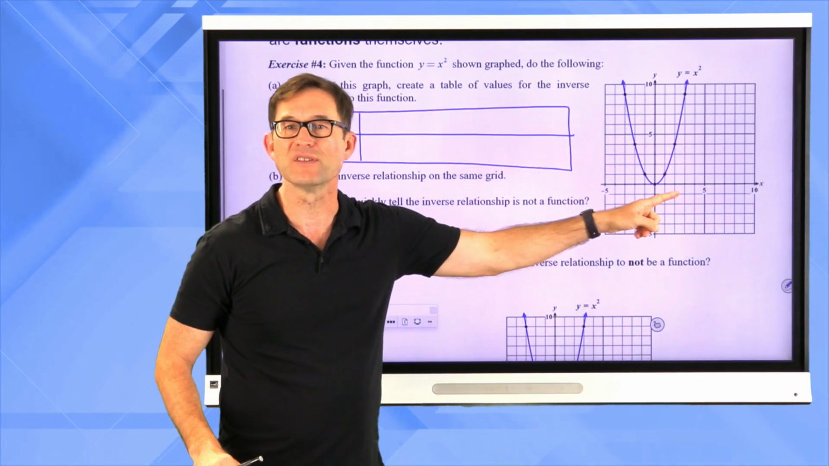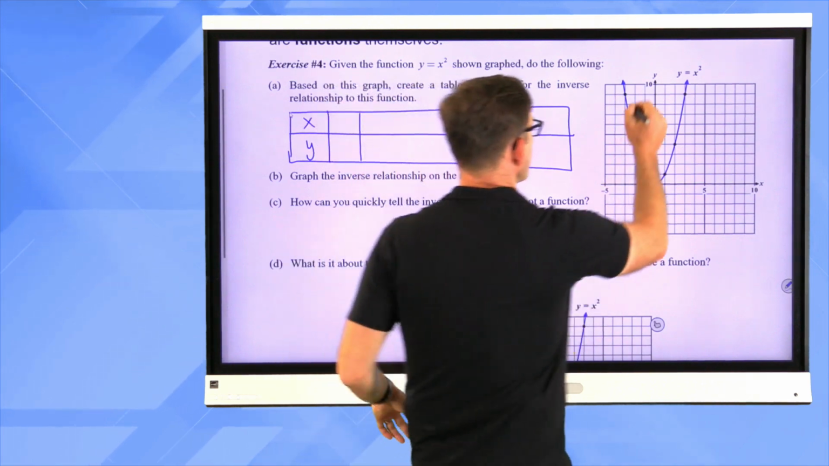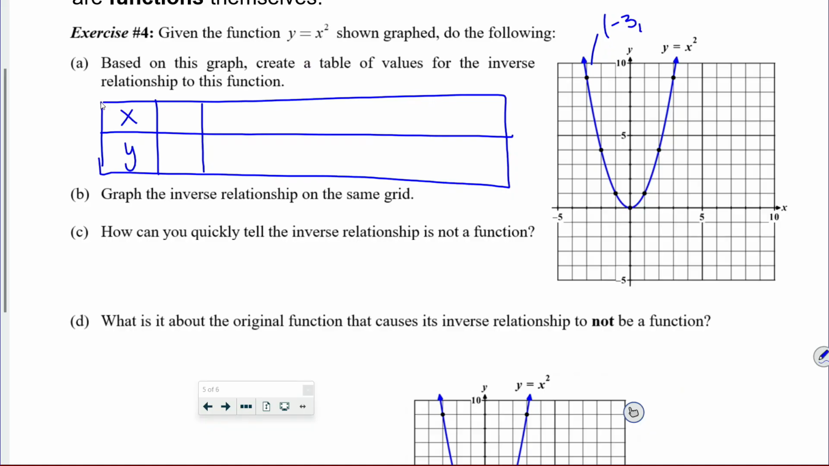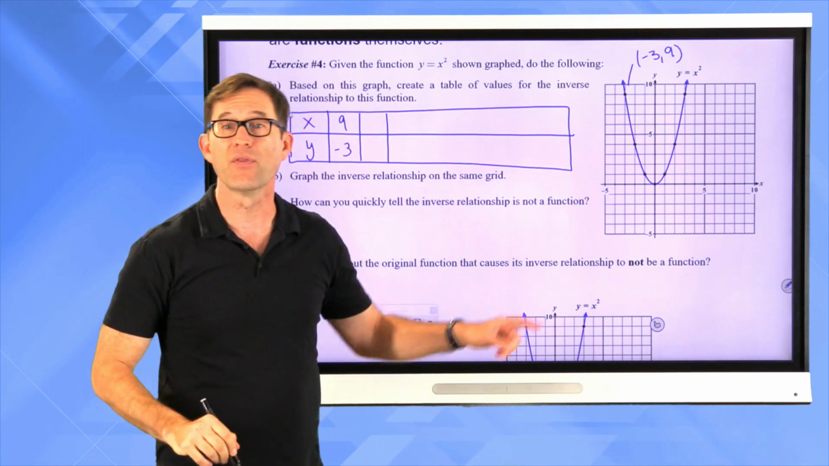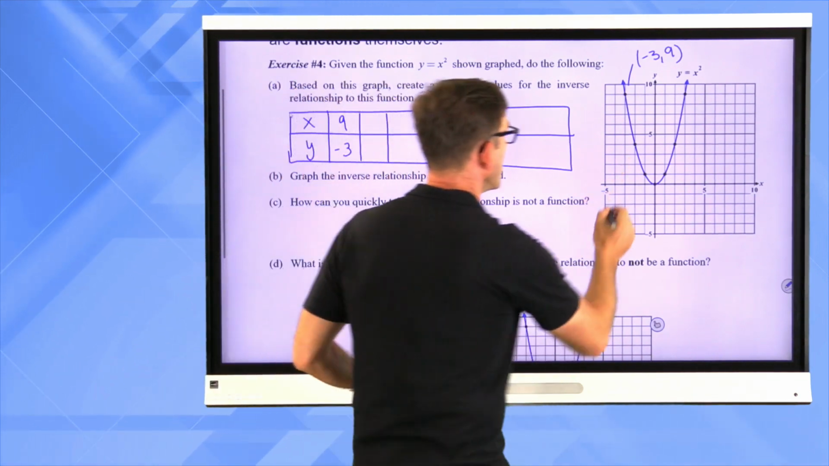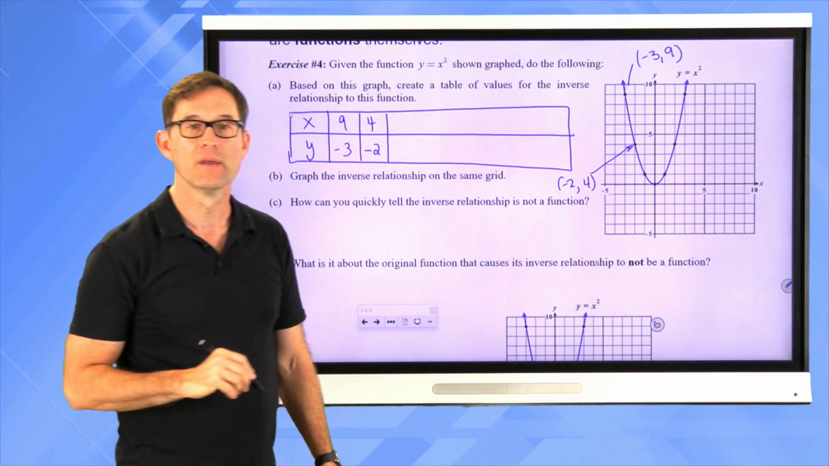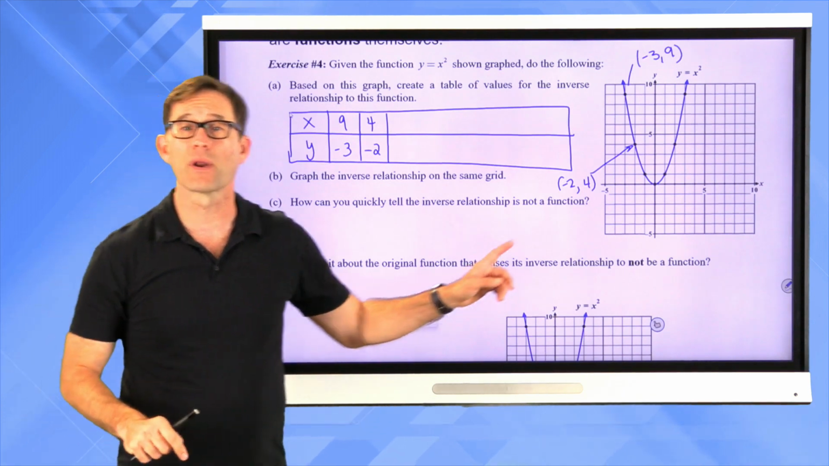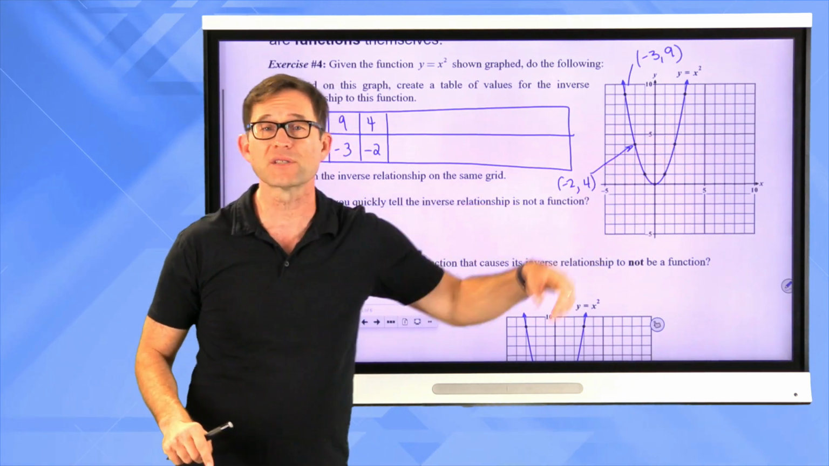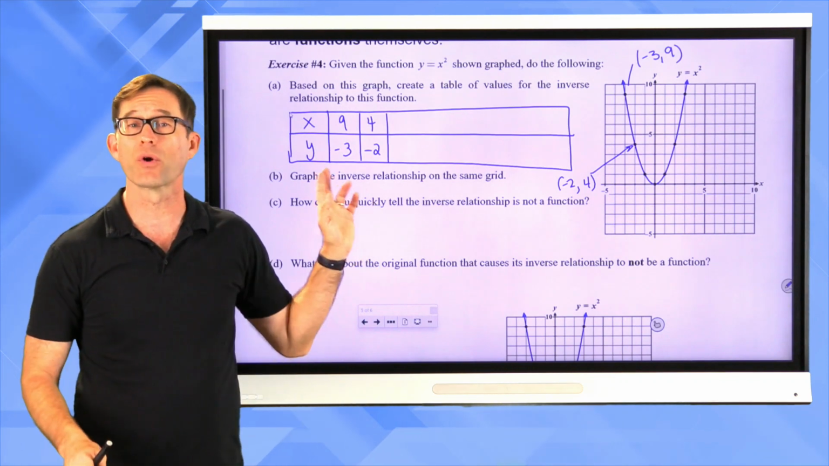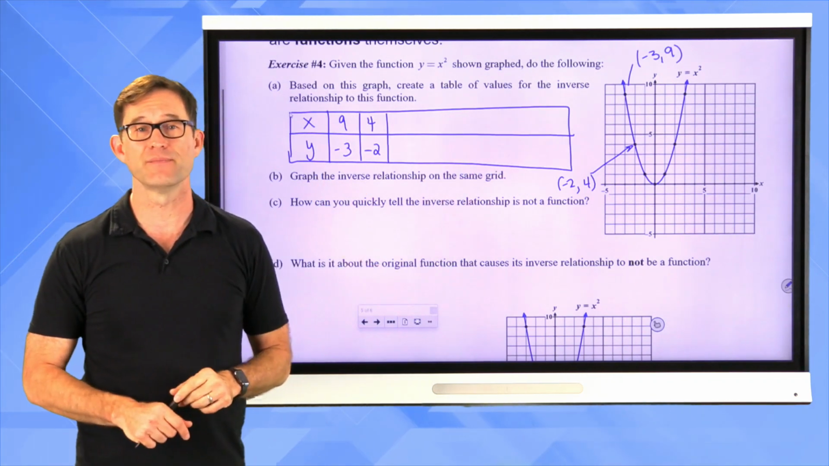We take this point, which is at -3, 9. Maybe I'll just make this very obvious. -3, 9, and we just switch them. So now it's 9, -3. Right? And we could take then this point right here, which is at -2, 4, and we're going to switch them, and we're going to have 4, -2. All right, and we just want to keep doing that. So what I'd like you to do is take each one of the marked points, simply reverse its x and y coordinates, and write down a table of values.